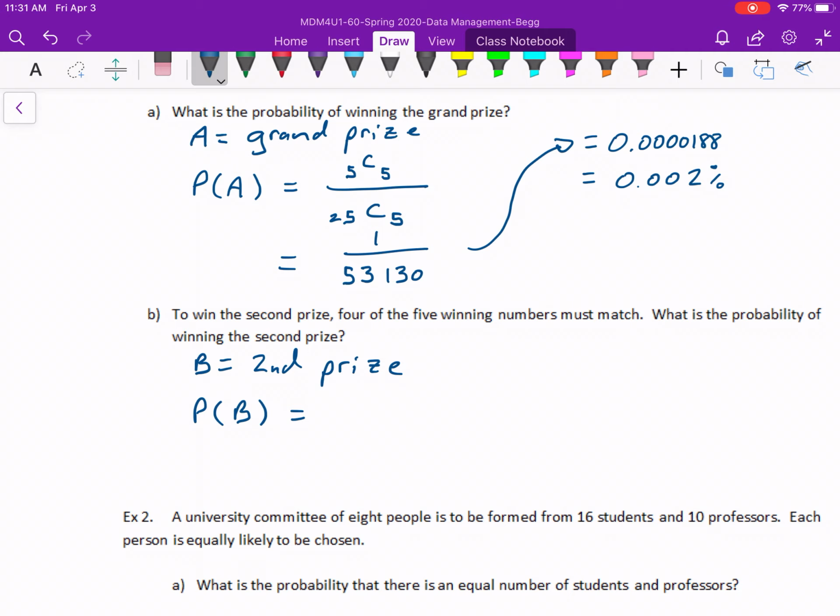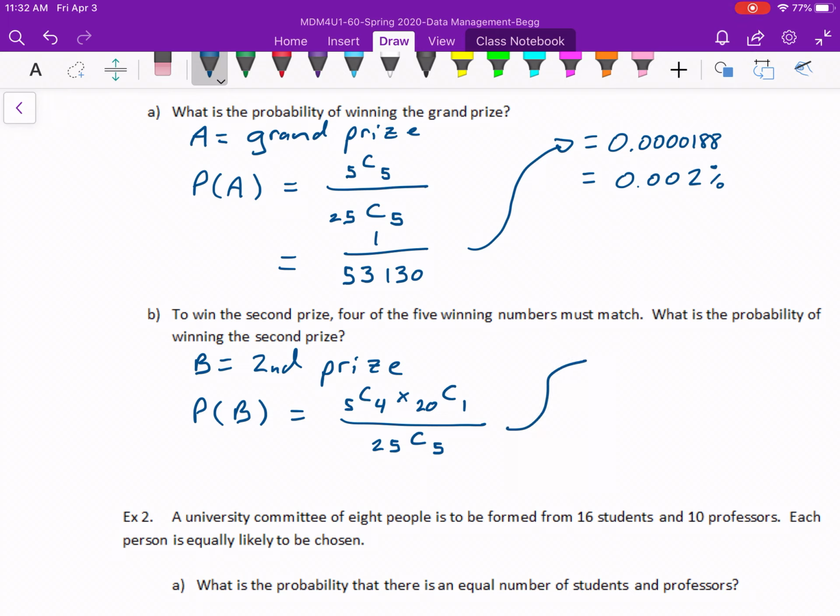So we have to get 4 out of 5 numbers correct, so that's 5 choose 4. Remember, we still have to choose 5 numbers, though. So if 4 of them have to be correct, that means that 1 of them has to be incorrect. So how many incorrect numbers are there? If there's 25 numbers altogether and 5 of them are correct, that means that 20 of them must be incorrect, and we have to choose 1 of those. So it's 5 choose 4 times 20 choose 1. What we're going to divide by, again, is 25 choose 5. That doesn't change. It's always 25 choose 5 for this particular contest.